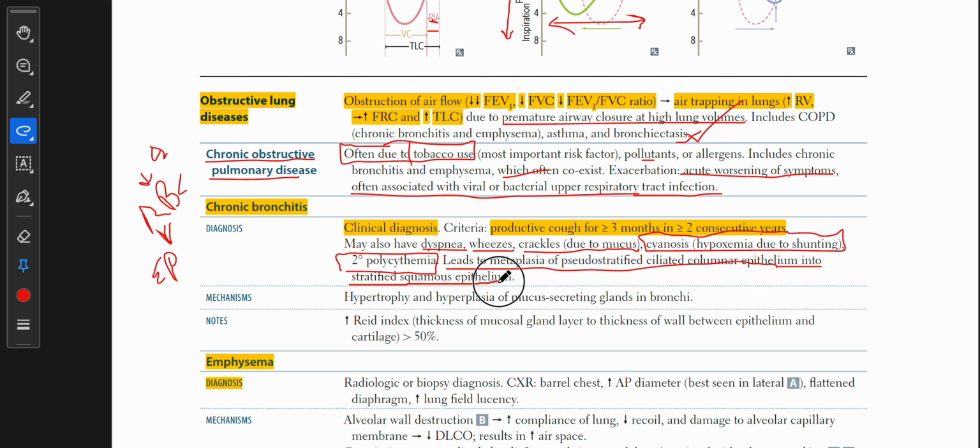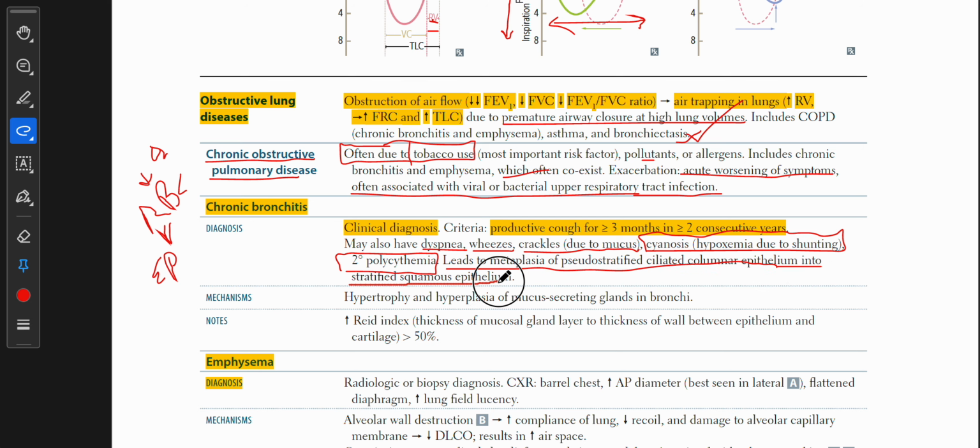COPD also leads to metaplasia of pseudostratified ciliated columnar epithelium into stratified squamous epithelium. Metaplasia, as we talked about in our general principles, normally occurs if the existing type of epithelium cannot sustain the insult caused by the disease; then a more powerful kind of epithelium replaces it. So that is what happened here: stratified squamous epithelium is replacing pseudostratified ciliated columnar epithelium, right?